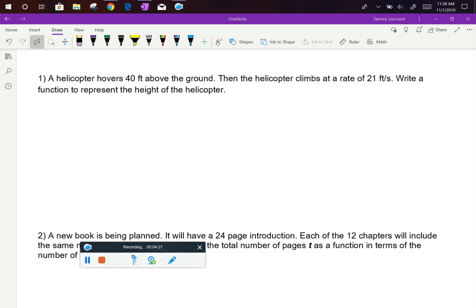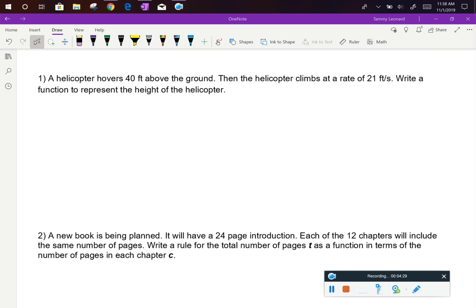A helicopter hovers 40 feet above the ground. Then the helicopter climbs at a rate of 21 feet per second. Although the actual word per is not written there, the unit says feet per second. So I'm starting to think that this is a rate. Typically when I have a rate, I'm going to be multiplying by something. This says write a function to represent the height of the helicopter.